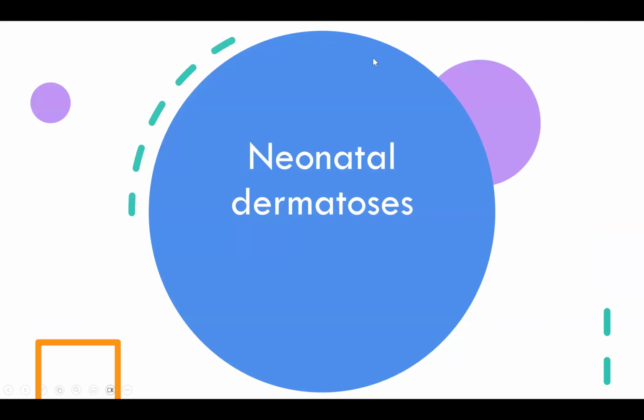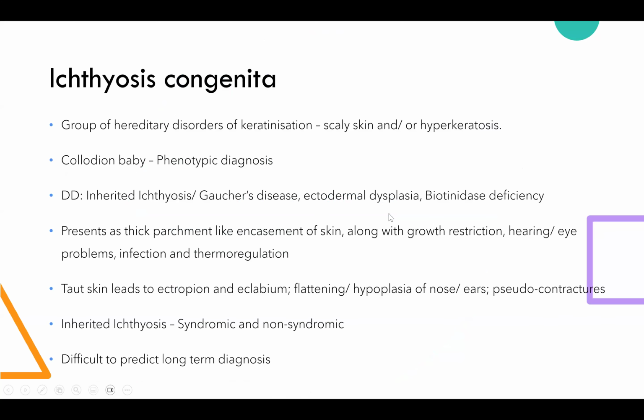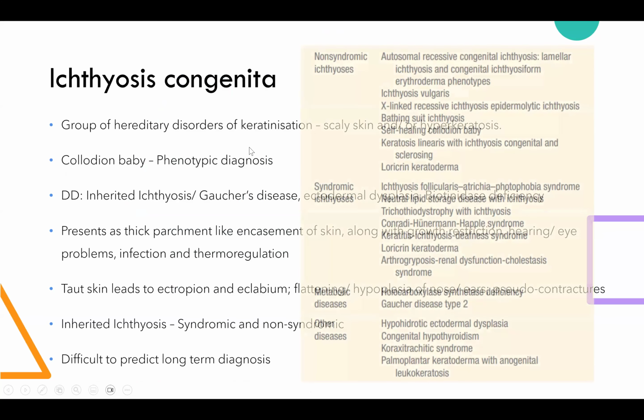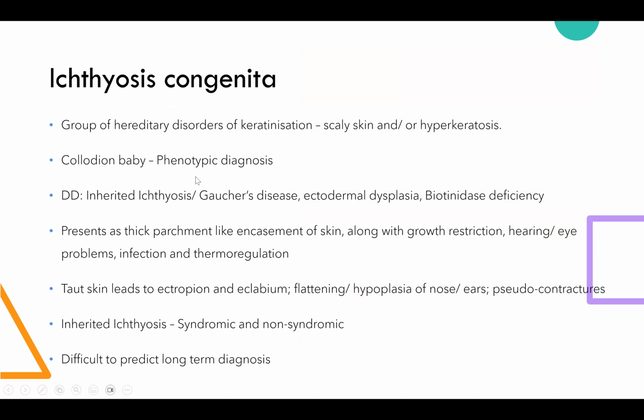Coming to an interesting group of neonatal skin conditions, neonatal dermatosis. The first and relatively more common neonatal dermatosis is ichthyosis congenita, which presents as a colloidal baby. A colloidal baby is a symptomatic diagnosis in any baby where there is a thick plastic membrane enclosing the baby.